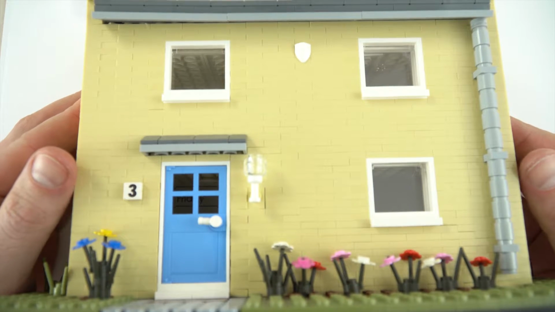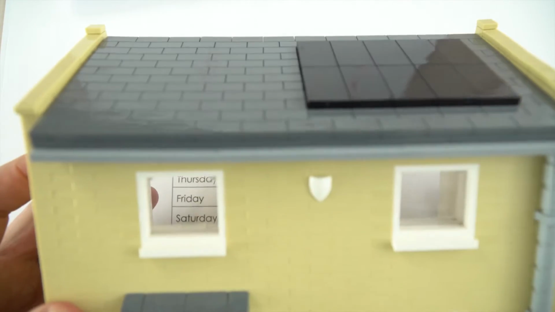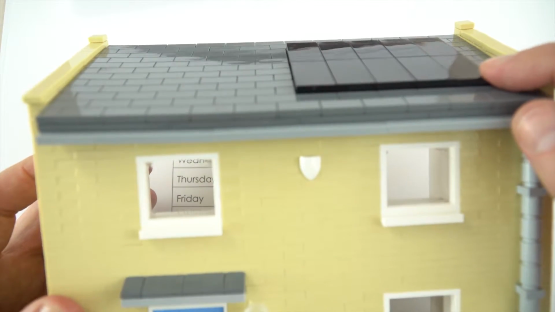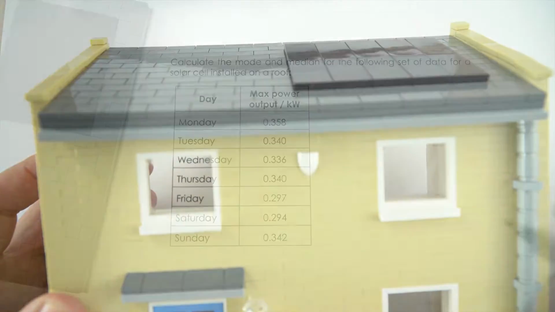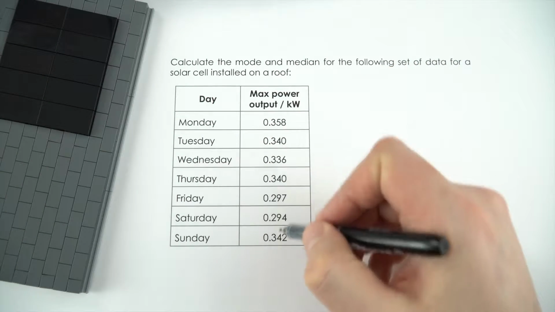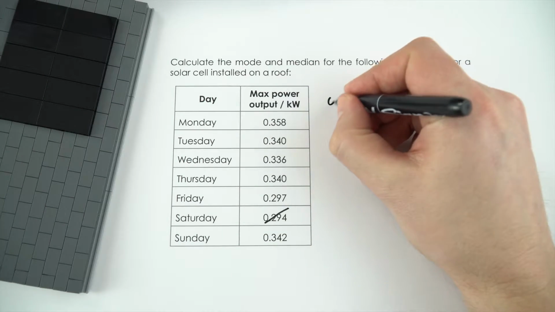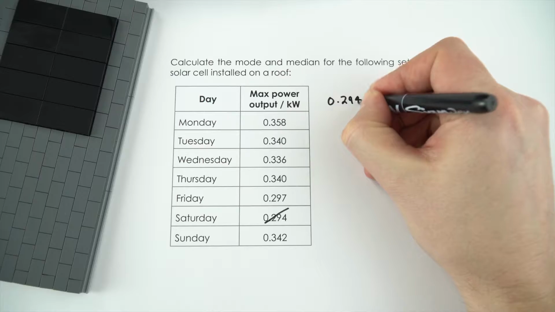In this question, we're looking at data about the solar cell which is installed on the roof of a house. And in order to work out the mode and the median, we first of all need to think about writing out our data as a list. So to do that, I'm just going to go through the data, crossing off the lowest value as I write it down.